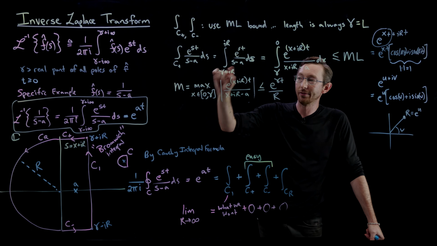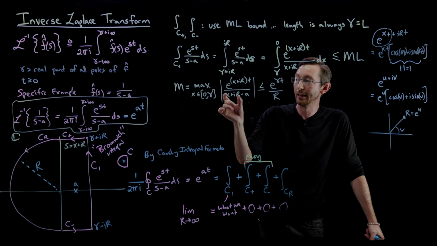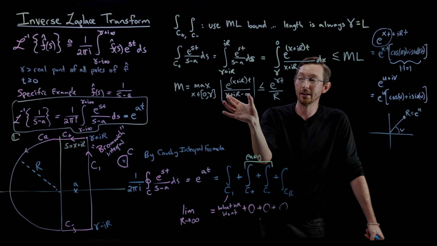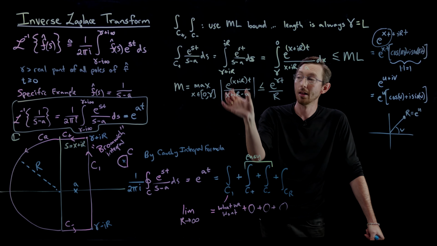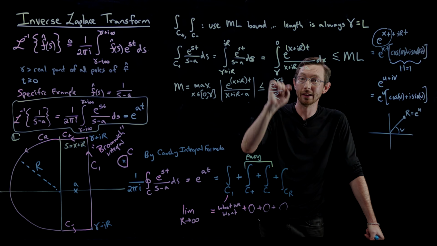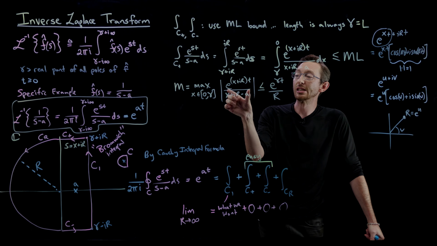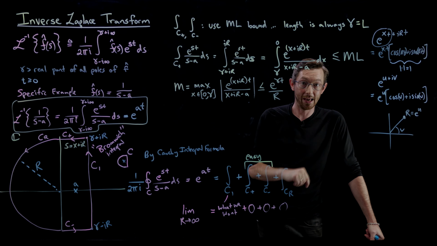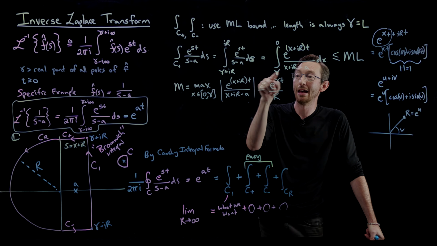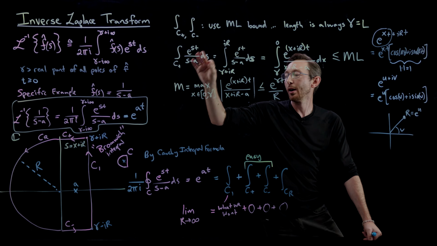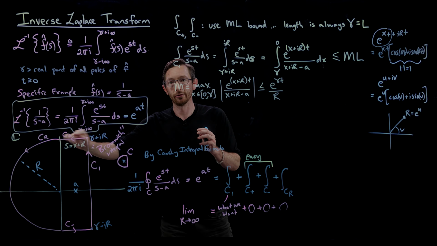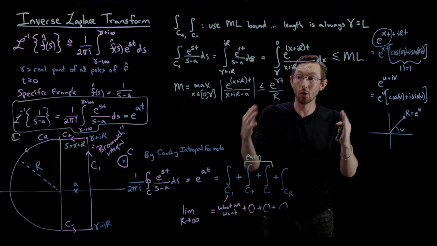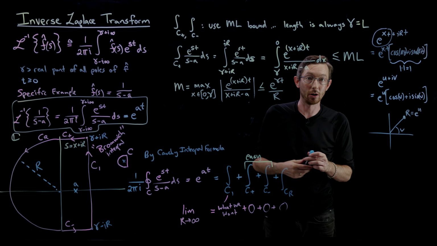So to find the max of this whole length, I'm trying to find the value x where the numerator is as big as possible and where the denominator is as small as possible. The biggest the numerator can get is e to the gamma t when x equals gamma. The smallest the length of the denominator can get is r when x equals a. So this is the ML bound. M, everywhere on this curve, my function has length no larger than e to the gamma t over r.